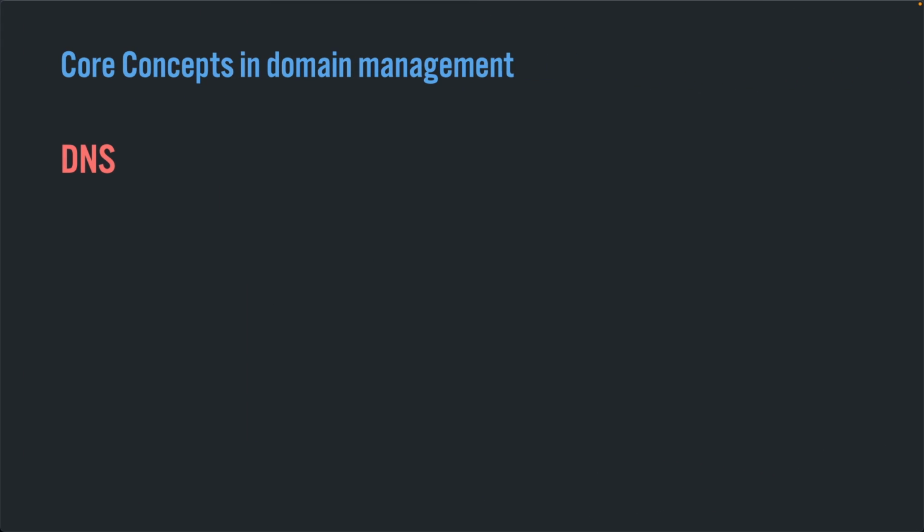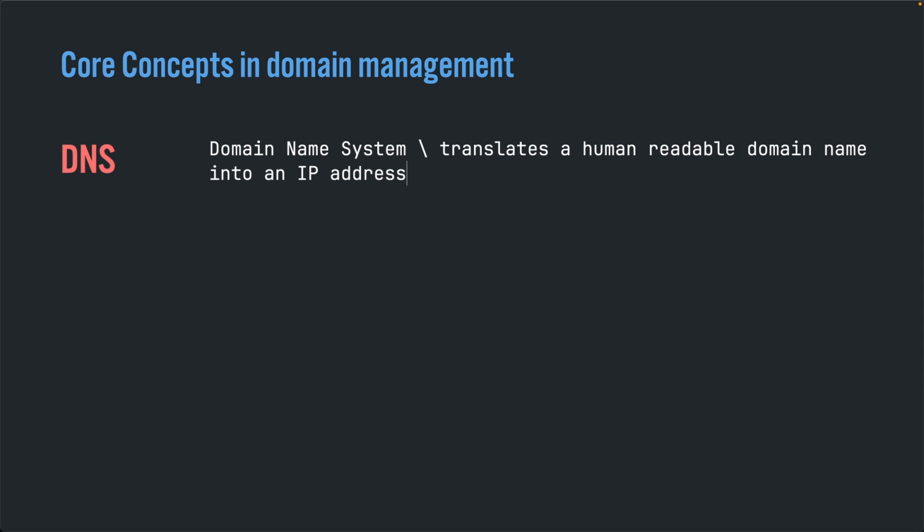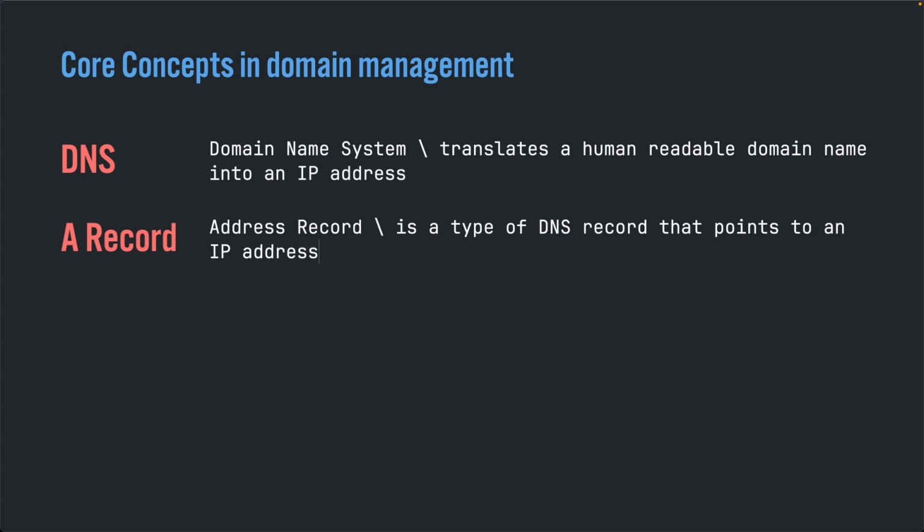So first we have DNS. DNS stands for Domain Name System and translates a human readable domain name into an IP address. Then we have the A record. This stands for address record and is a type of DNS record that points to an IP address.